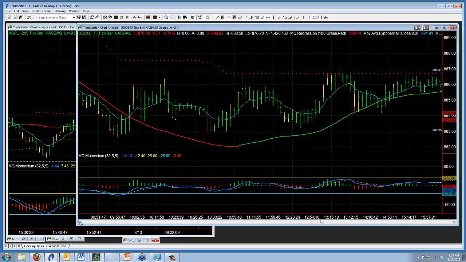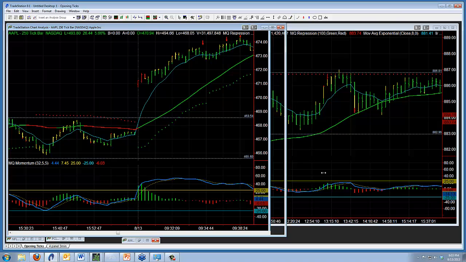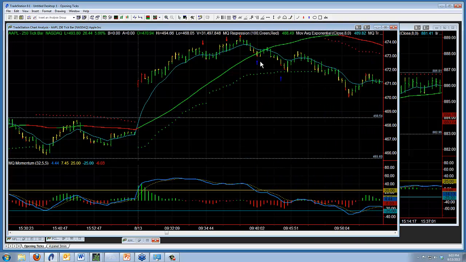Feel free to ask some questions. MQ regression was green. That's fine. I have no trouble going counter trend when the MQ regression is green. I don't, because I'm trading primarily with momentum. You can wait to try to get a bullish divergence when MQ regression is green, but this is a little bit more advanced, we like to bring this up in the room, but you see the slope of MQ regression?